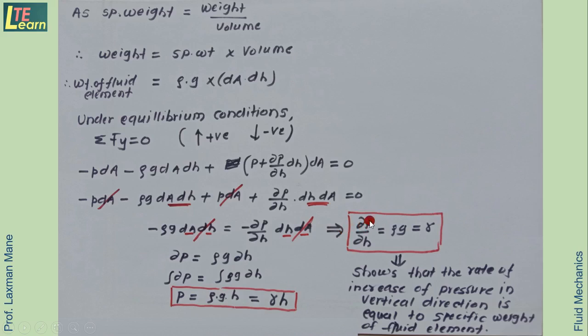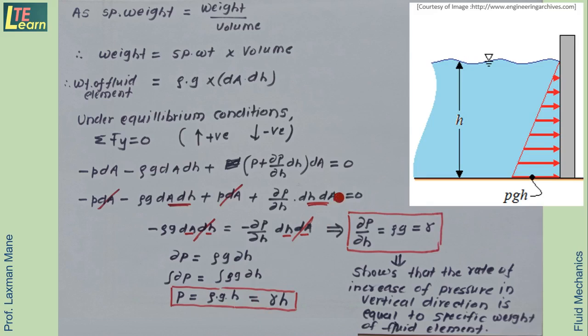Now at this step, delta P by delta h is equal to rho g, meaning gamma. It shows that the rate of increase of pressure in the vertical direction, this rate delta P by delta h, is equal to gamma, the specific weight of the fluid element. And it also finally gives the formula of pressure, that is rho g h or gamma h.